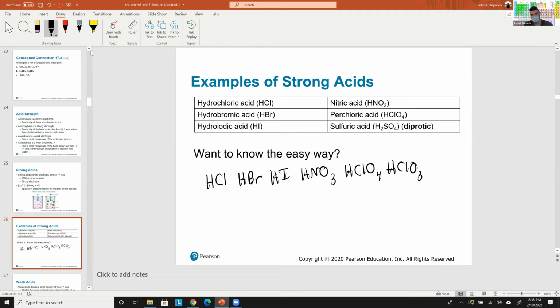And they're kind of in order here. So Hickel, Hibber, High, Hino, Hiklo, Hiso. There's 2 Hiklos. That's the only nuance. So Hickel, Hibber, High, Hino, Hiklo, Hiso.